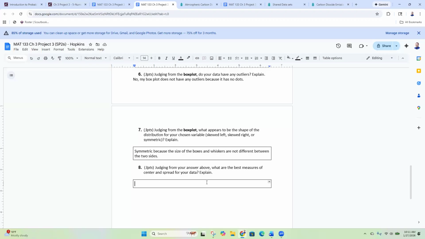Lastly, question number 8. Judging from your answer above, what are the best measures of center and spread for your data? Okay. So there's two possible answers here. And that's it. So I'm going to write both of them out. If you said that it was symmetric, then the answer here would be mean and standard deviation.